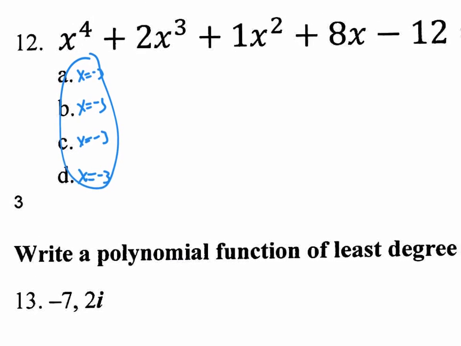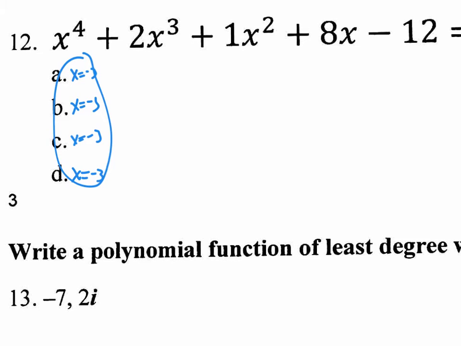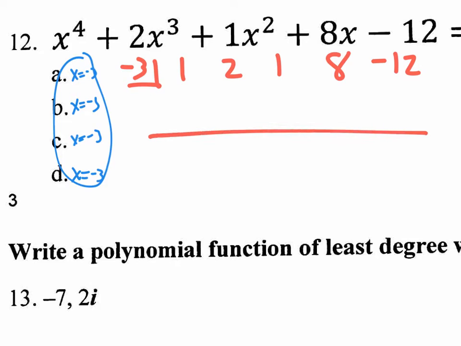So the thing to do would be to use synthetic substitution, knowing that if you plug in negative 3, you should get out 0. So when you plug in negative 3 with synthetic substitution, and you go to your coefficients of each of the terms up there, you're going to have a 1, a 2, a 1, an 8, and a negative 12. So as you go down, you add 1 plus nothing is 1. As you go up, you multiply. Negative 3 times 1 is negative 3. As you go down, you add 2 plus negative 3, that's negative 1.